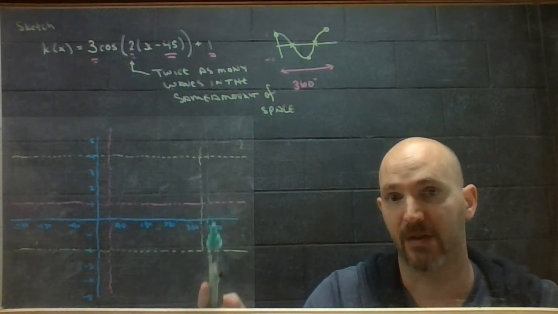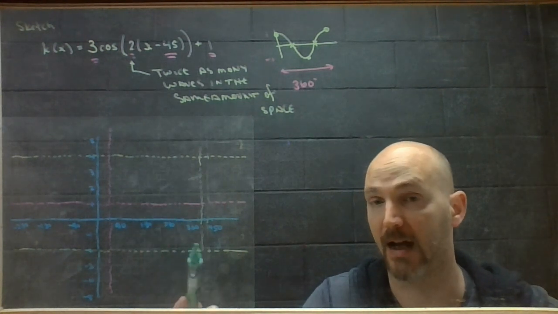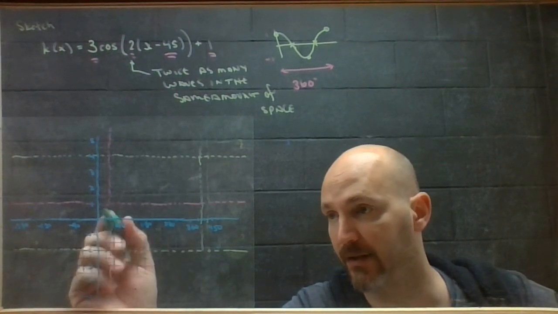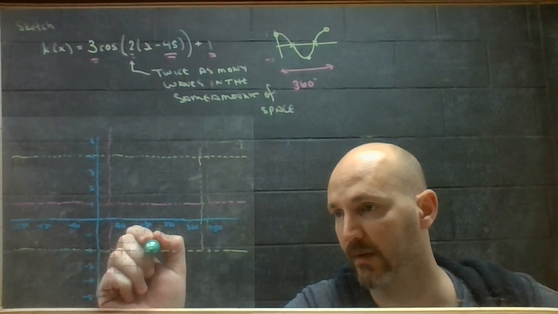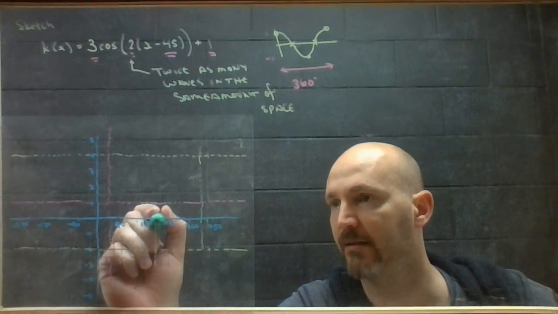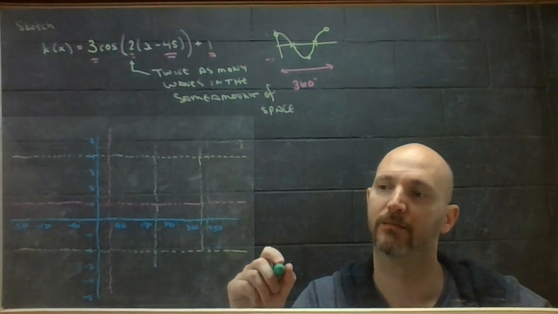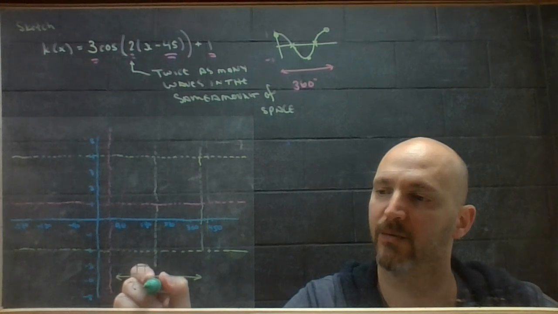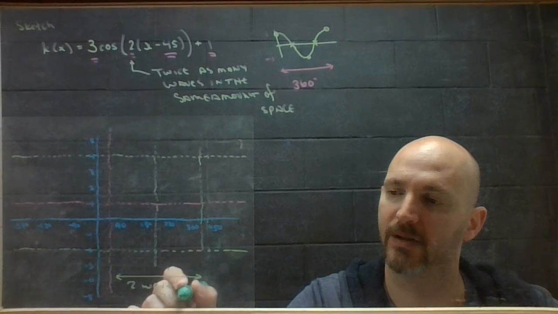So if I have to fit 2 of them into this box, the first thing I'm going to do is just cut this box in half. That would be counting 180 degrees, so 30, 60, 90, 120, 150, 180 would be here. I'm going to draw myself another line, like so. So that's showing me 2 waves in 360 degrees.